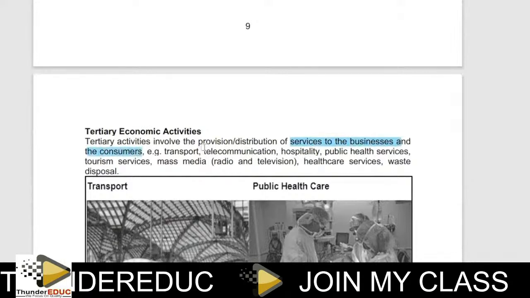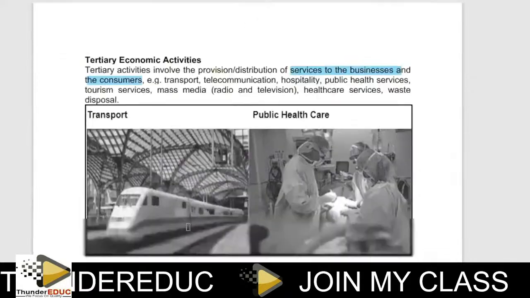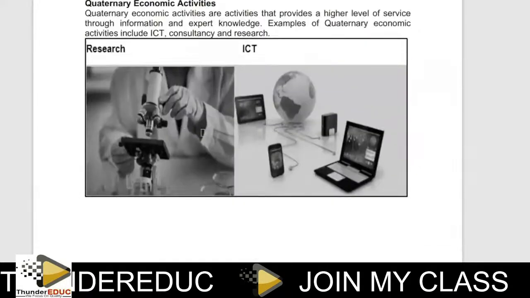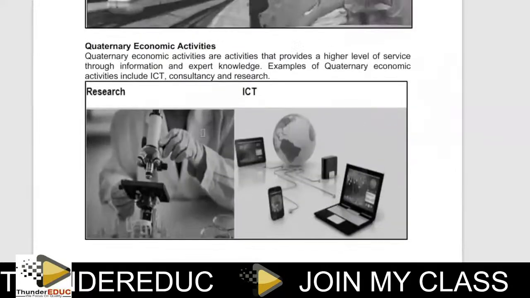For example, transport, telecommunication, hospitality, public health services, tourism services, media services, that is radio and television, health services, waste disposal services. In other words, something that is important in our life, we need it in our life, but we don't really see it. We don't even detach it, but you need it. It adds value to you. I will use the same example. Sugarcane in the farm is under primary. Taken to the factory, they make sugar for you, that is under secondary.